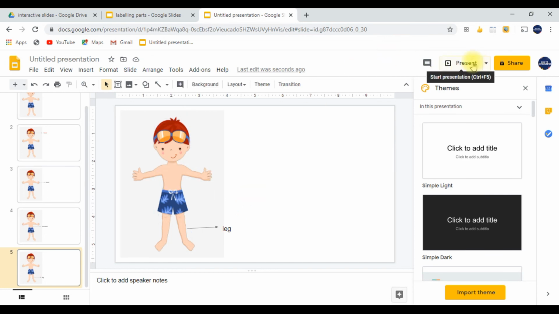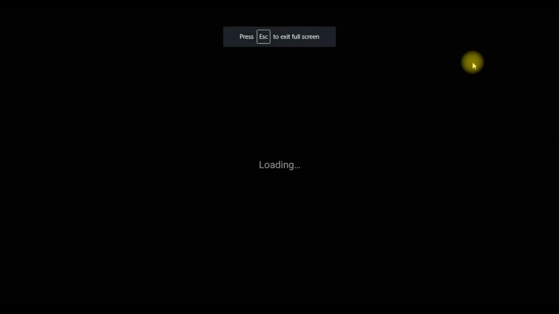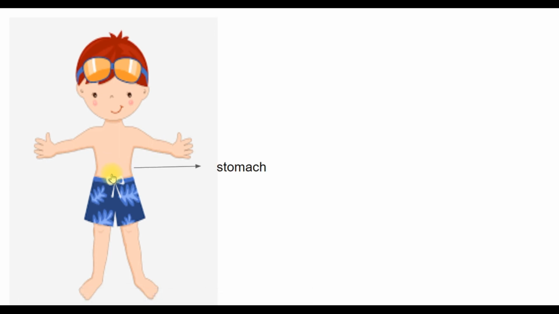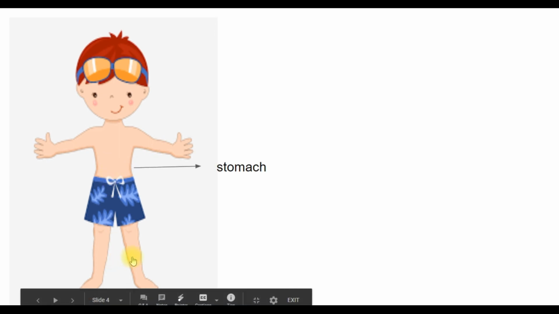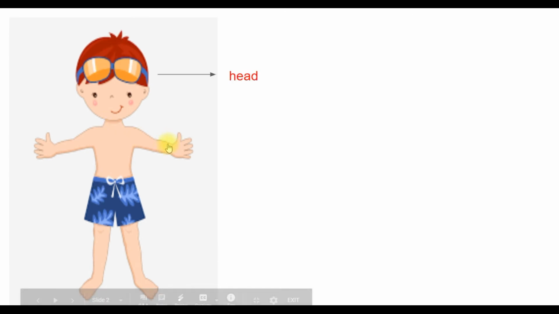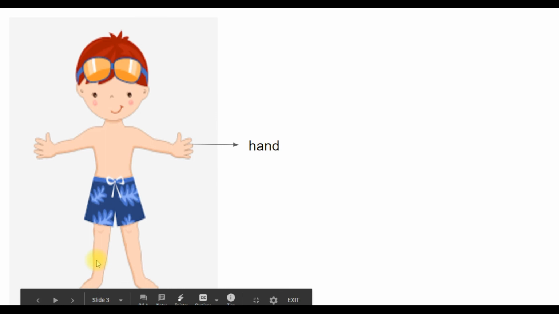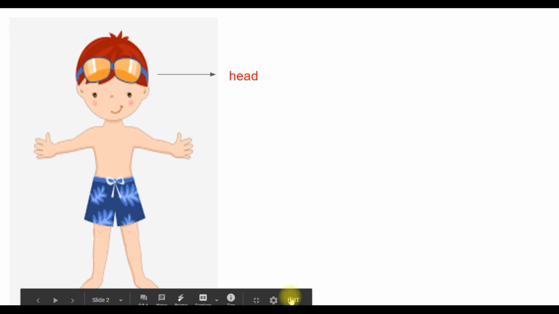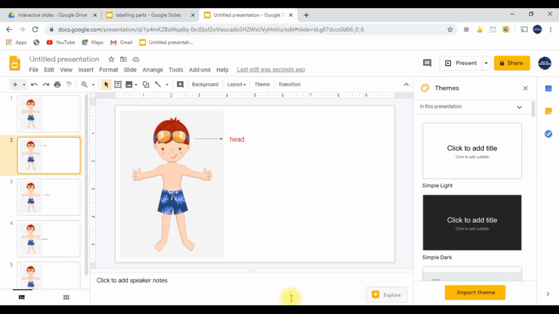Now let us go to the present mode, see what's happening here. Let's see whether it is working when we are clicking here. Yes, it goes to hand, leg, stomach, head. So this is how to interlink slides.